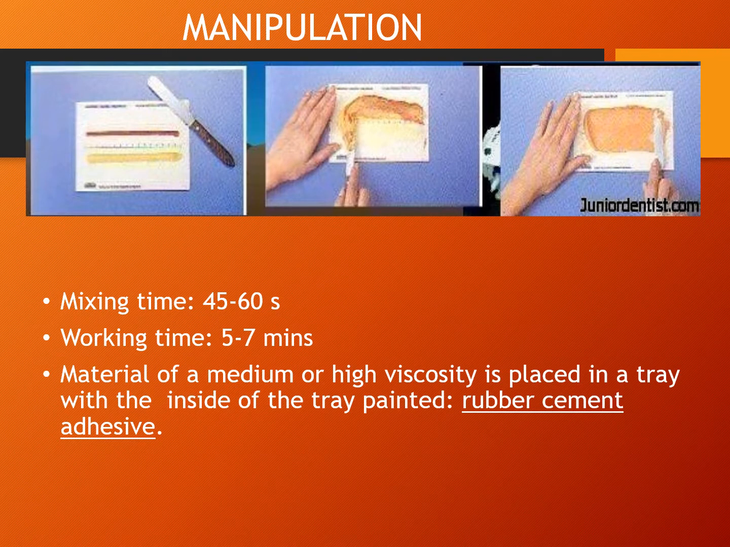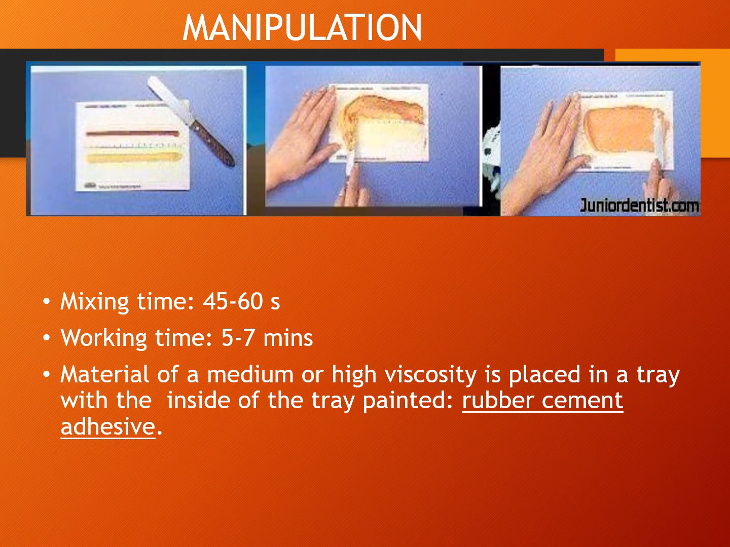Coming to the manipulation of polysulfide impression material, so here the mixing time is 45 to 60 seconds and working time 5 to 7 minutes. And the materials are mixed on a mixing pad with a spatula, that is equal length of base and catalyst are dispensed on a disposable mixing pad, and the components are mixed thoroughly with a stiff tapered spatula.